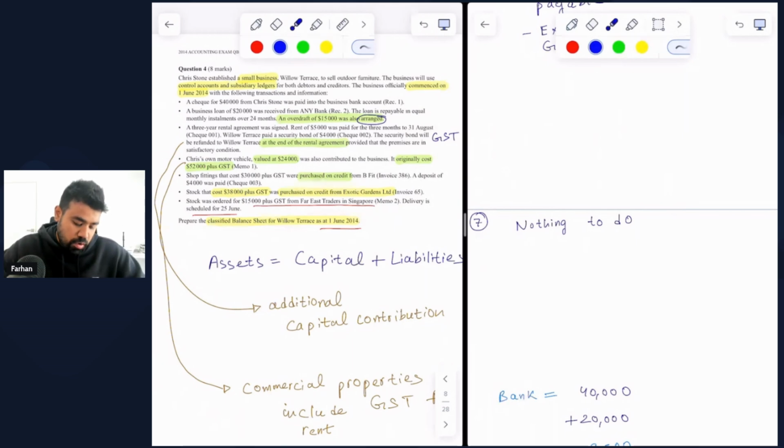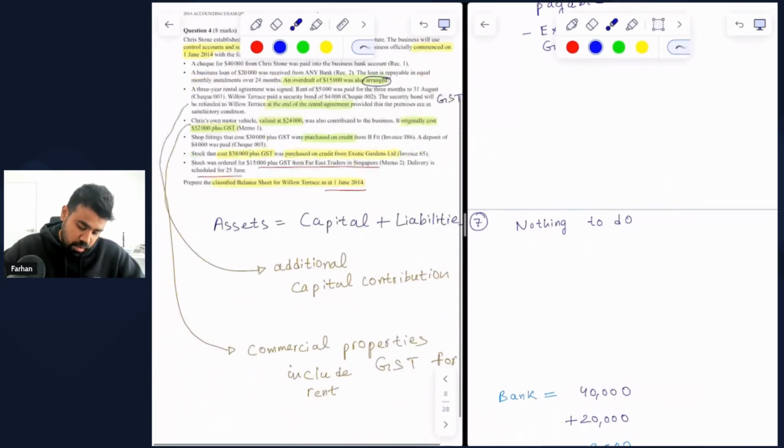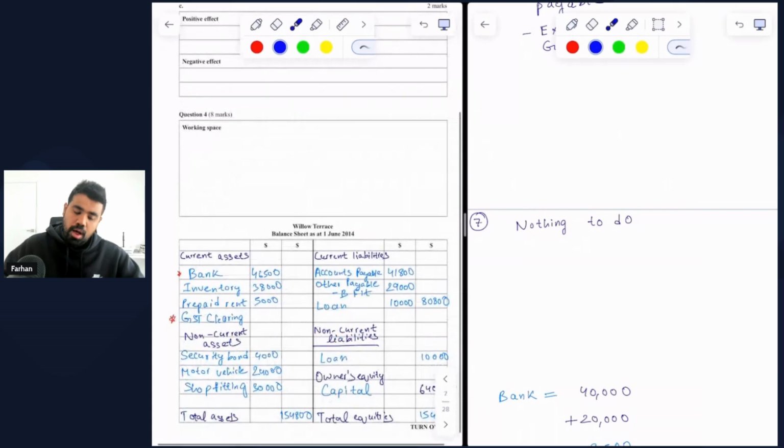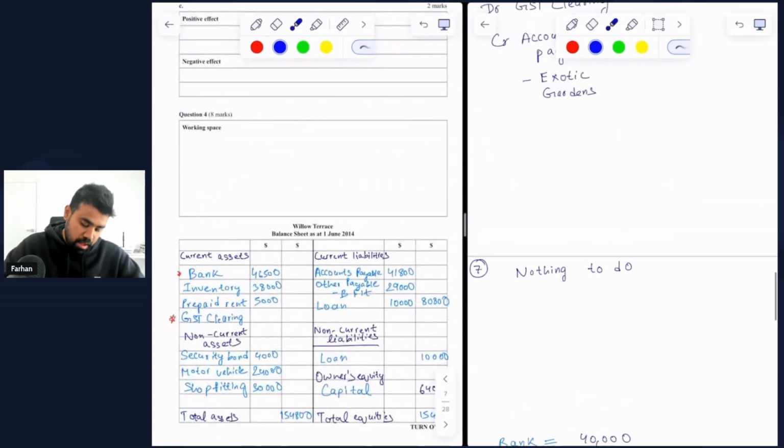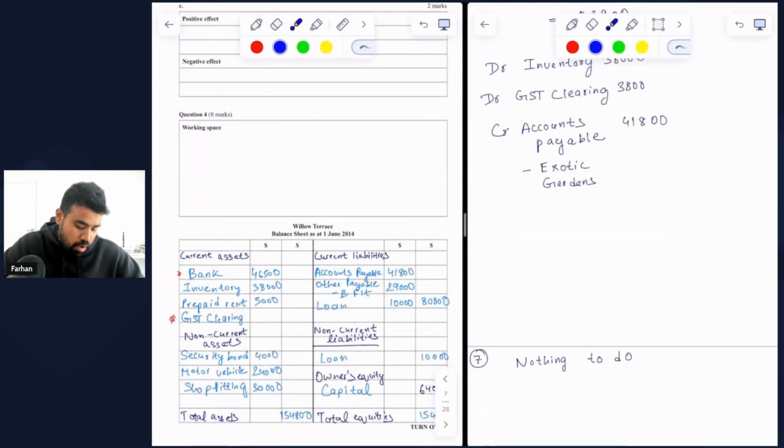All right, so let's prepare the classified balance sheet. Okay, so I've already done this for you, but I'm going to explain each and every line. All right, so as you can see, we discussed the accounting equation at the beginning, which is assets equal to equity plus liabilities or capital plus liabilities. Total of assets equal to total of capital plus total of liabilities. All right, so we have the current assets and we have the non-current assets, and then we have current liabilities and non-current liabilities, and then we have the owner's equity.